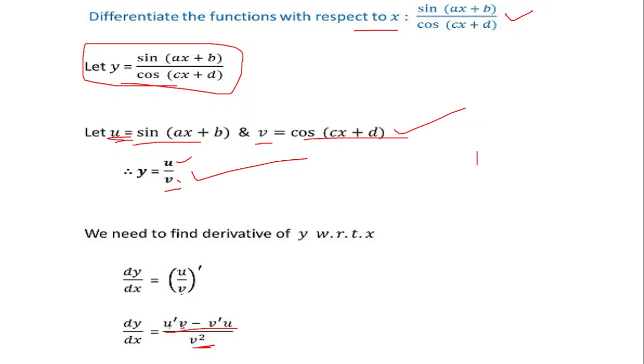Next v, keep it as it is, minus. Next differentiate the denominator, let me take it as v dash, and numerator as it is. This is the quotient rule formula. So once again, write the denominator square and first differentiate the numerator, keep the denominator as it is, minus. Next differentiate the denominator and keep the numerator as it is. This is the formula. Here I have taken u for sine of ax plus b and v for cos of cx plus d.